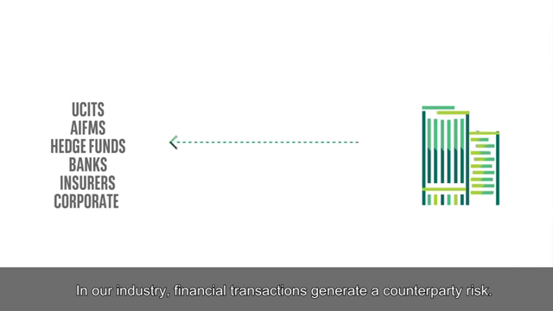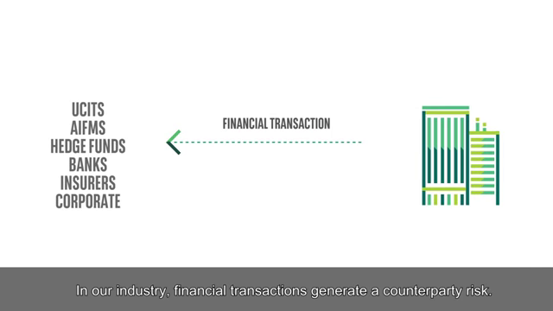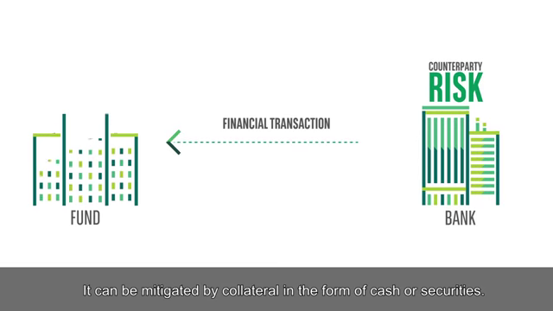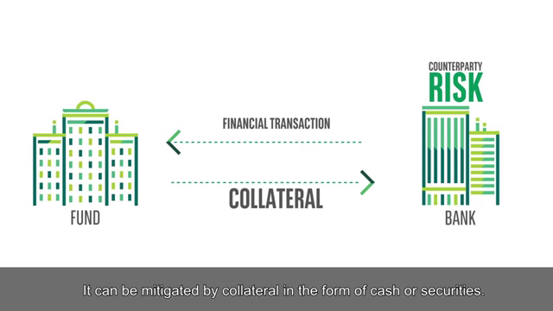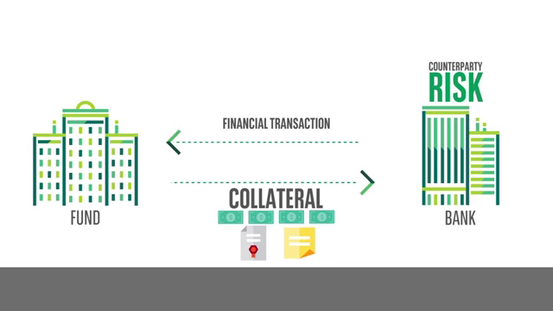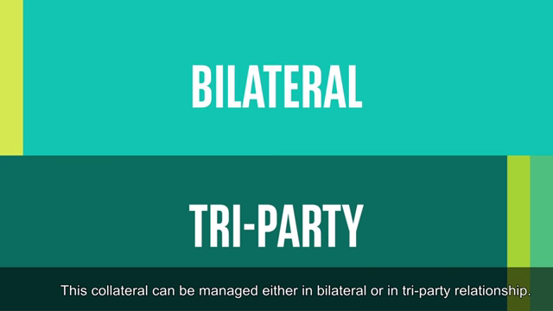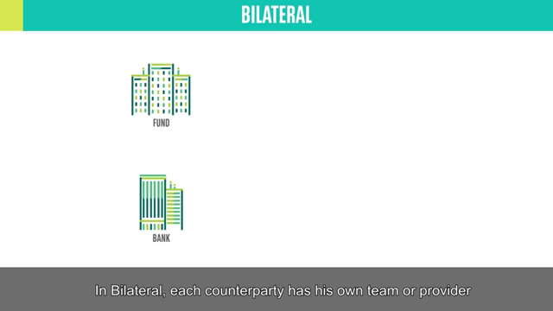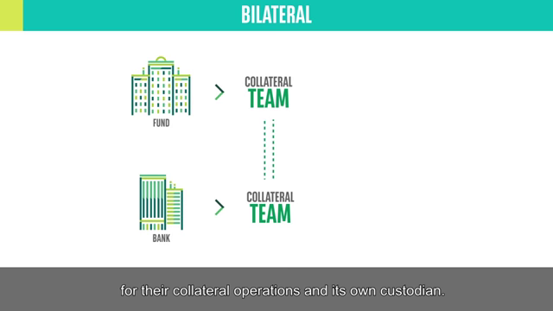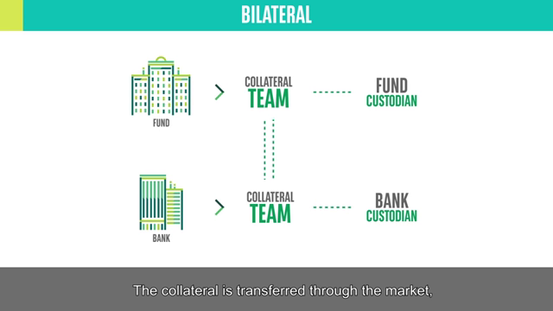In our industry, financial transactions generate a counterparty risk. It can be mitigated by collateral in the form of cash or securities. This collateral can be managed either in bilateral or in TriParty relationship. In bilateral, each counterparty has his own team or provider for their collateral operations and his own custodian. The collateral is transferred through the market, mostly in the form of cash or fixed income.